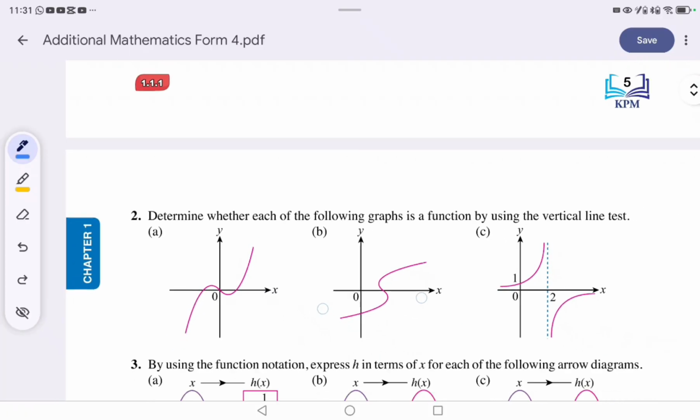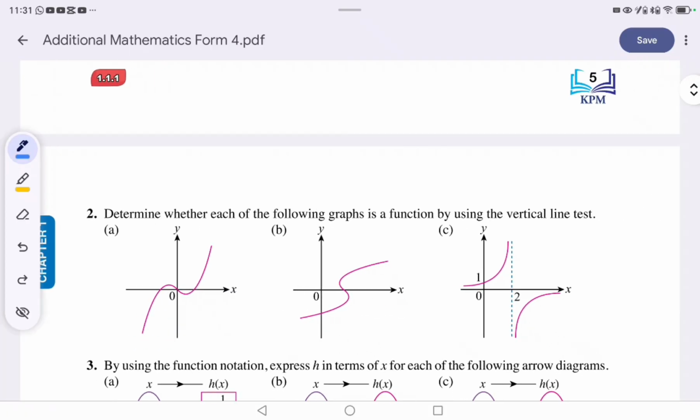Now let's go to the activity, self-practice number 2. Determine whether each of the following graphs is a function by using the vertical line test. Dalam bahasa Melayu pula, tentukan sama ada graf yang berikut ialah fungsi atau bukan dengan menggunakan ujian garis mencancang. Now teacher wants to draw the vertical line over here. So it cuts at one point. So consider this one is the function. Yes.